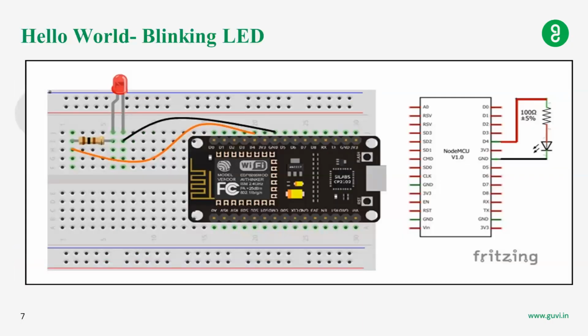Coming to the Hello World blinking LED. This is the basic program we use to check whether the connections we have made with the LED, resistors and NodeMCU on the breadboard are working properly or not. That is the first program that we use here. In the Hello World blinking LED, we perform the blinking action by uploading the code to the NodeMCU board. So we have to test it. Basically, it is used for testing purposes.